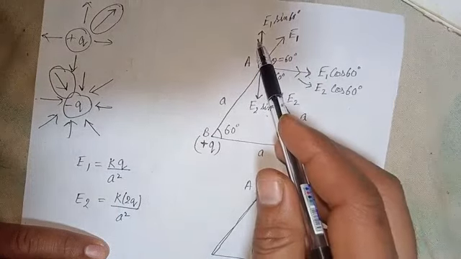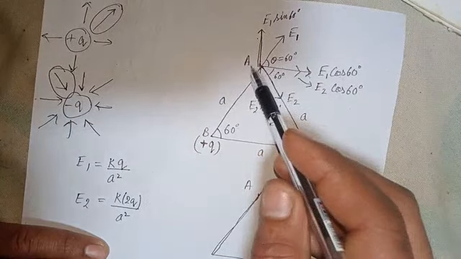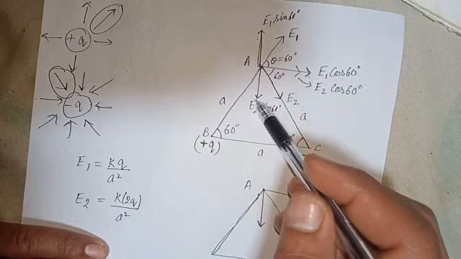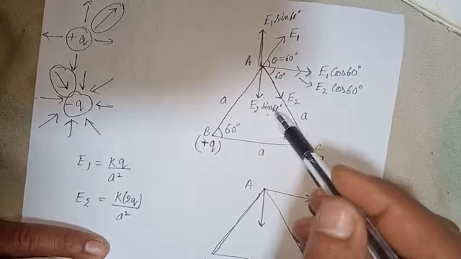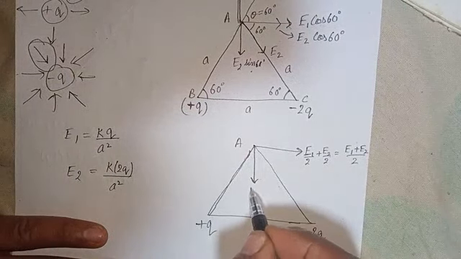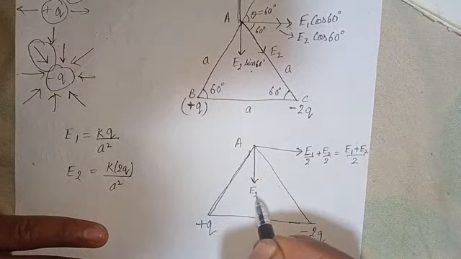We know that this electric field is greater than this, so the remaining electric field, after cancelling out this electric field, will be in the direction of E2 sin 60. So the remaining electric field will be E2 sin 60.